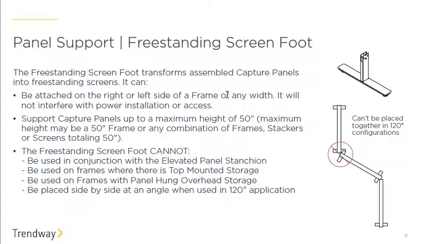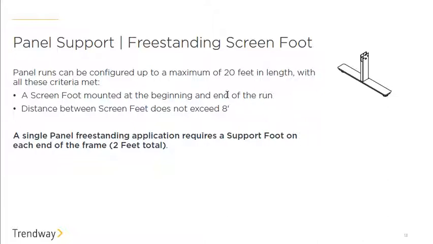To describe more in detail, the freestanding screen foot transforms the capture panels into freestanding screens. There are some limitations and some rules you need to follow when you use that. Support capture panels can only be up to a maximum height of 50 inches, and you need to be cautious in looking at the image on the far right. You cannot put the panels in a 120-degree application. Obviously the feet will overlap. You cannot use them with the elevated panels that we offer, and if there is any top-mounted overhead storage, or any overhead storage for that matter. And lastly, on the freestanding screen foot, you need to keep in mind that a single panel for a freestanding application must have a support on either side of the frame, so you need to have 2 feet total.